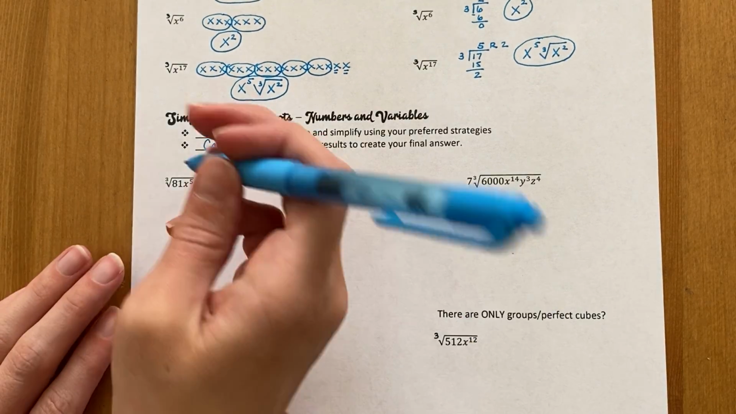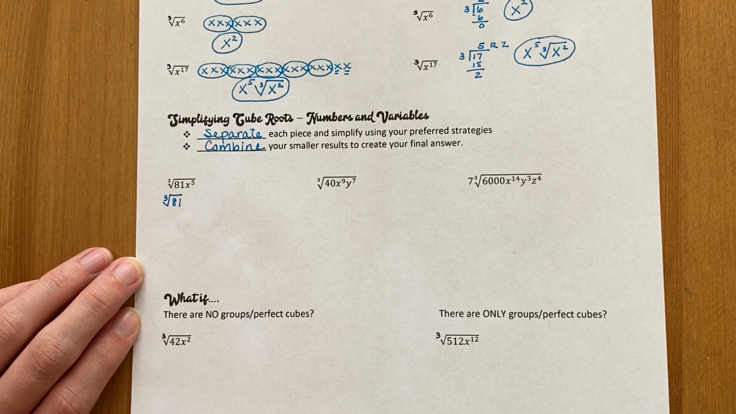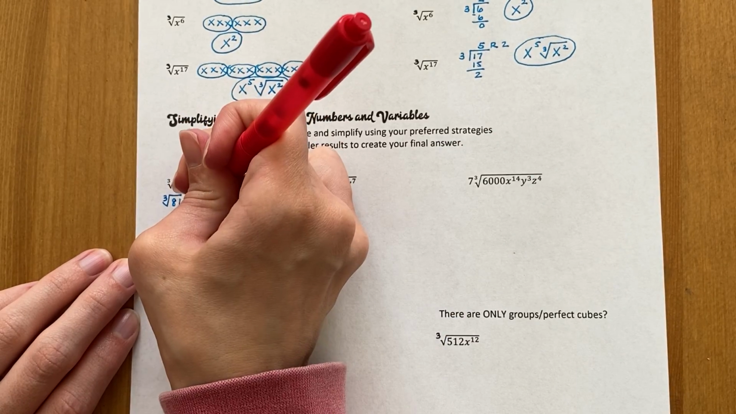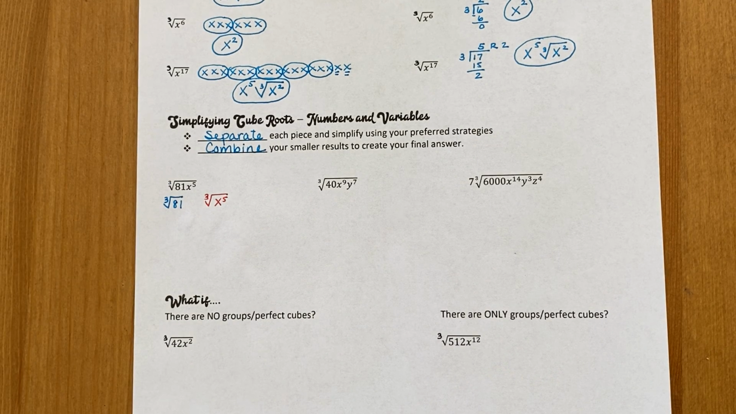Okay, so on this first one, I'm going to split this apart. I have the cube root of 81. And then I also have the cube root of x to the 5th. Okay, I'm going to do this one using the whole break it apart kind of idea, so the tree and writing out my x's. And then the other ones I'll use the perfect cube kind of method.